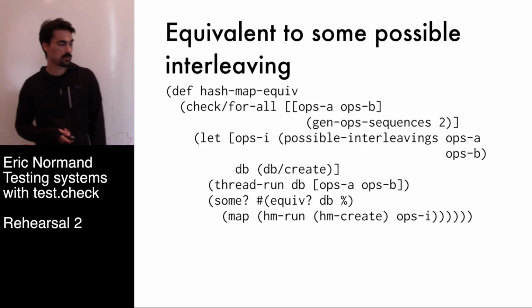Okay, so now how do we do this? So ops I is going to have all possible interleavings in it from ops A and ops B. And so we're going to look for some interleaving that is equivalent to the database. And if we find one, that's fine. We're done, and we pass. If we go through all the possible interleavings and still haven't found one that is equivalent to DB, then we fail.